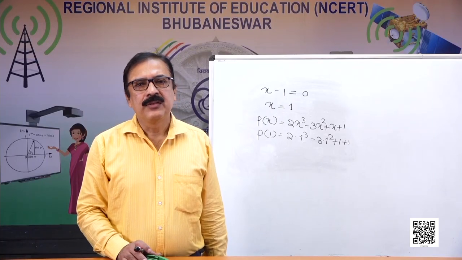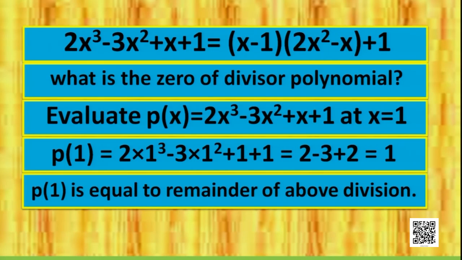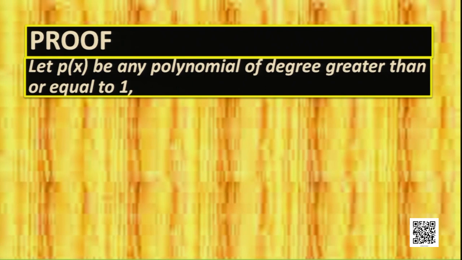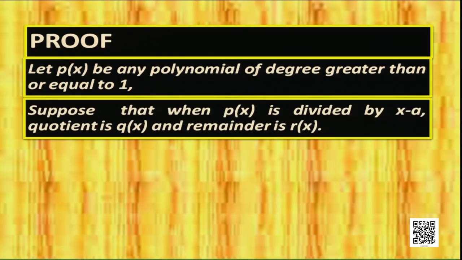Just see on this screen, you can see whatever is given there, 2x cubed minus 3x square plus x plus 1, this is a polynomial of degree more than 1, and here 1 is a real number, and when it is divided by x minus 1, it gives remainder 1, which is same as the polynomial value at 1. Now let's know how to prove this theorem. Let Px be any polynomial of degree greater than or equal to 1, as it is the first statement of our theorem. And a is the real number, and x minus a is a linear polynomial.